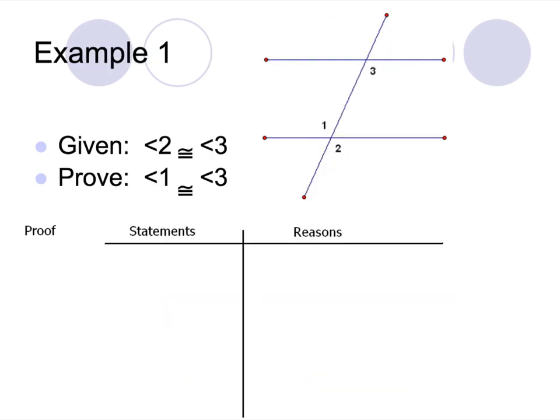So let's say we're given that 2 and 3 are congruent, and we want to prove that 1 and 3 are congruent. How would we do that? So I'm going to mark down that angles 2 and 3 are congruent. Pew, pew. Sound effects always necessary. Alrighty, and I want to prove 1 and 3 congruent.